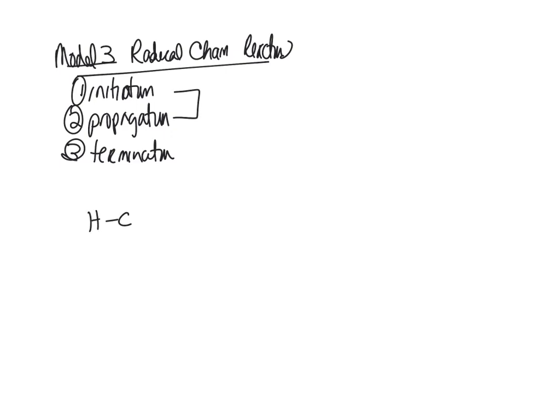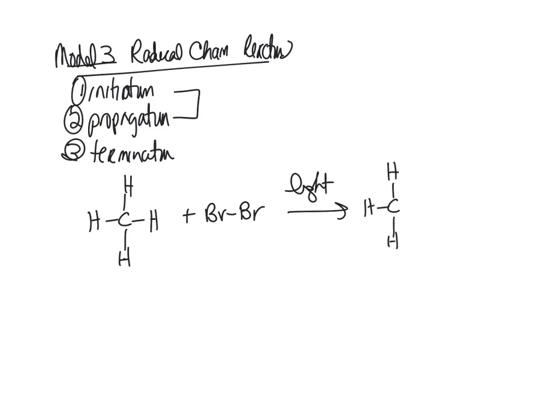So this is methane. And the halogenation of an alkane follows the radical chain reaction mechanism. The product here is going to be the following: the halogenated alkane plus HBr. Okay, so 5A. What is the first step of the radical chain reaction called? Initiation is the first step.